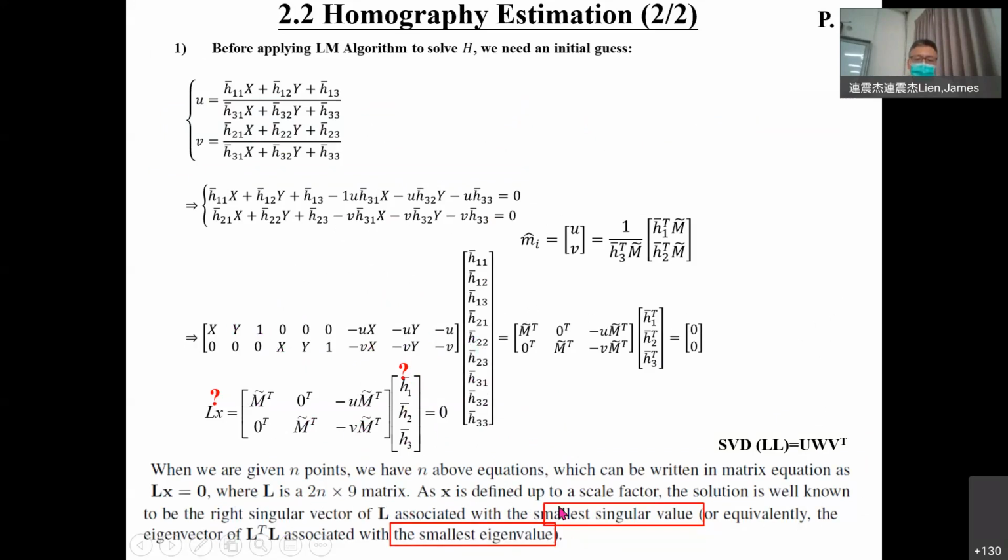Actually here, they talk about this. From L, they do the SVD, L equal to UWV^T. And they find the W close to 0, and the corresponding eigenvector. So the eigenvector of this one associated with the smallest eigenvalue will be your answer for H. That's your solution. But why?